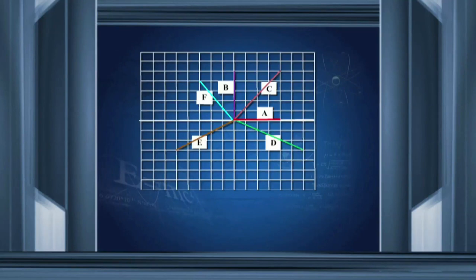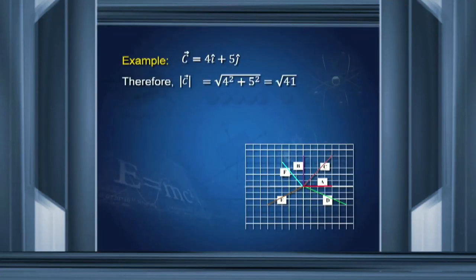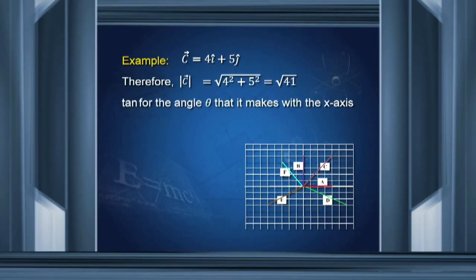Now, let us take an example. I am showing you here a graph in which there is a vector C, and the coordinates of vector C are 4 and 5, and therefore, we write this as 4 times i cap plus 5 times j cap. And what is the magnitude of C? Use Pythagoras theorem, easy. It is the square root of 4 square plus 5 square, which is the square root of 41. And for the angle theta which it makes with the x axis, tan theta is 5 by 4, or theta is tan inverse 5 by 4.